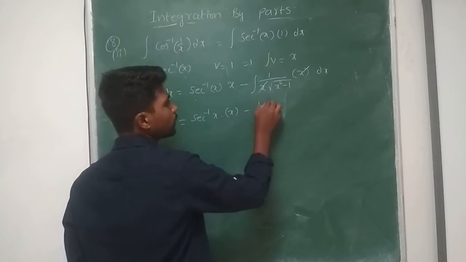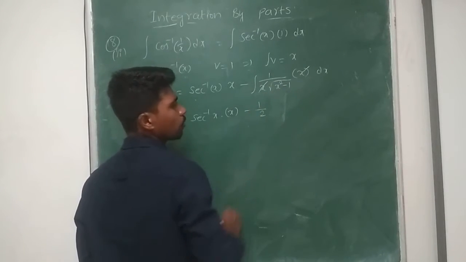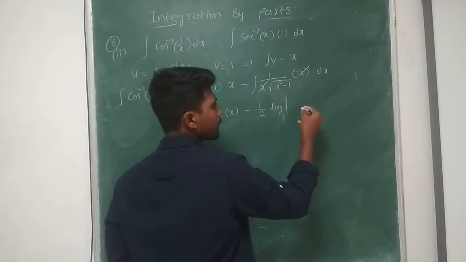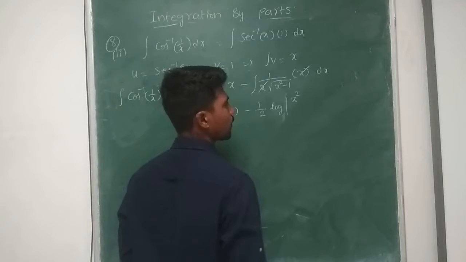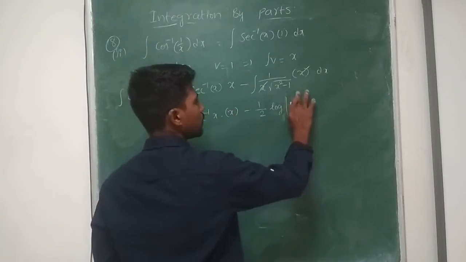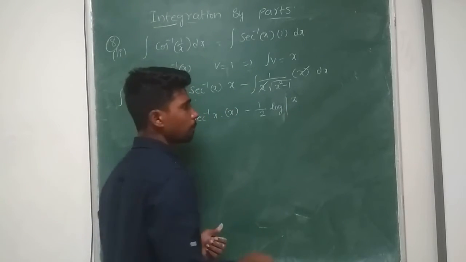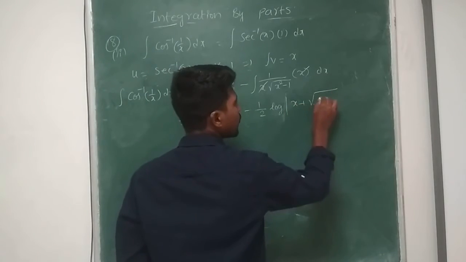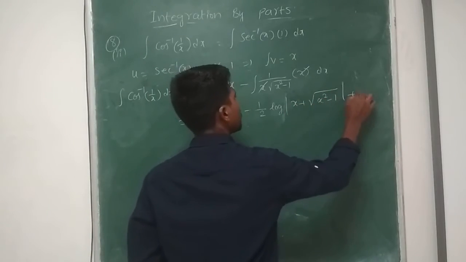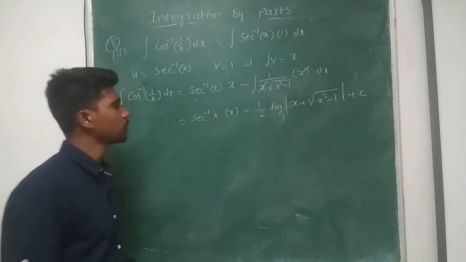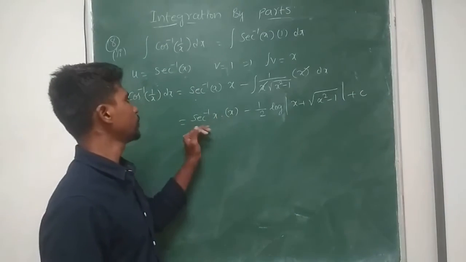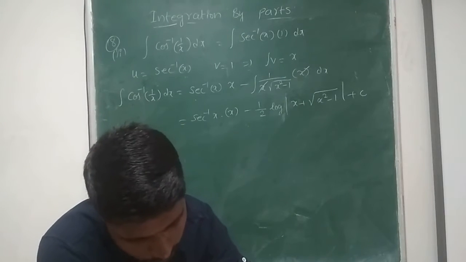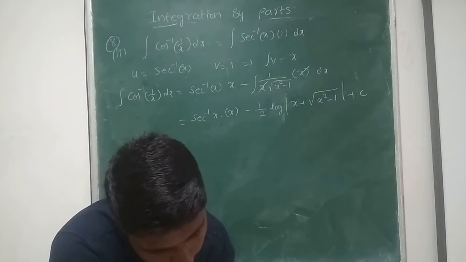So 1 by 2 into a value is 1, so 1 by 2 log modulus of x plus root of x square minus 1 plus a constant c. That's all. This gives our answer. So x into secant inverse x minus 1 by 2 log x plus root over x square minus 1.